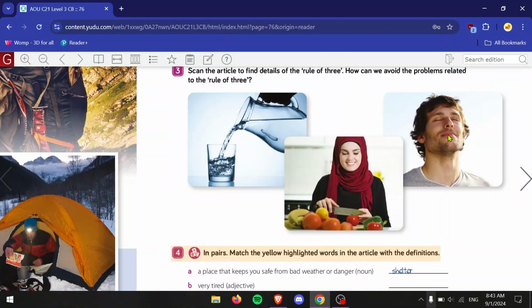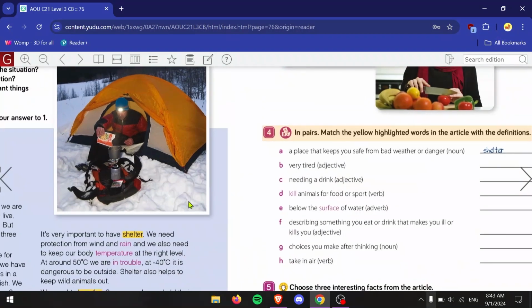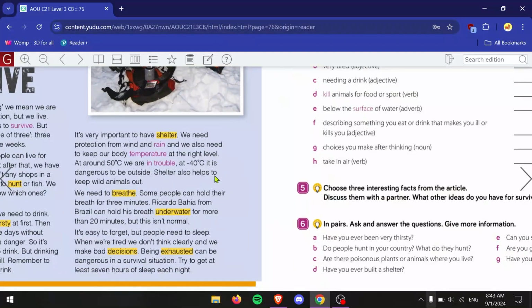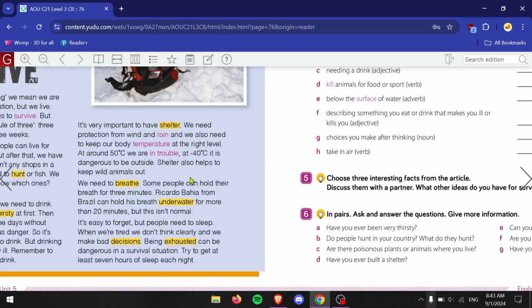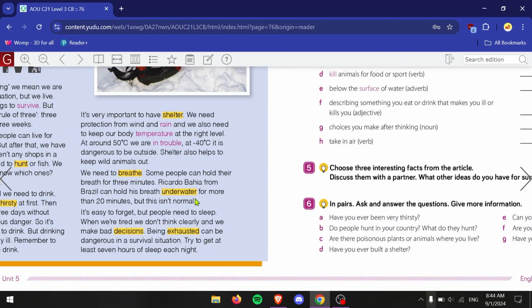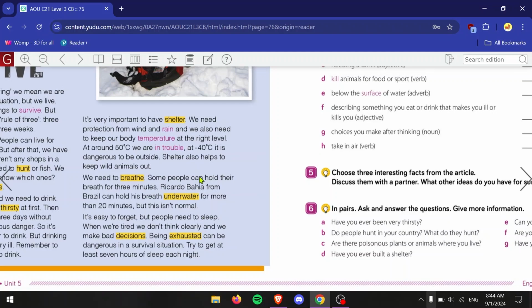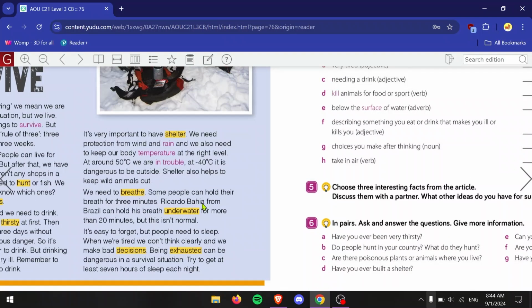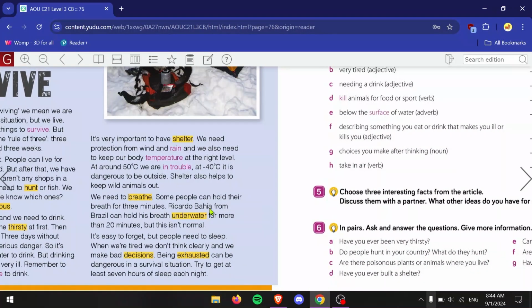And then we have, this looks like it's breathing. So let's see. Oh, right here, we need to breathe. Some people can hold their breath for 3 minutes underwater, but it isn't normal. So ideally, you'd avoid some of the problems by making sure you're in a place that you can easily breathe, which is most of the Earth, thankfully. Make sure you're not in a burning building or something. Obviously, I don't think anyone would be in a burning building willingly, at least.